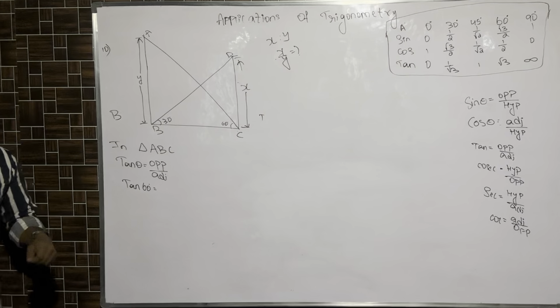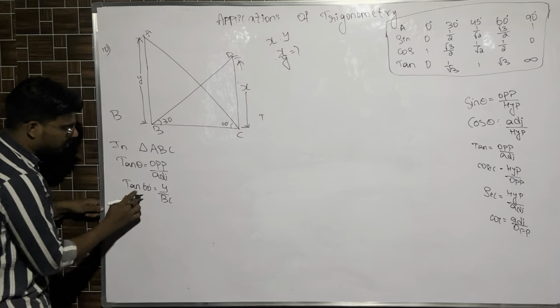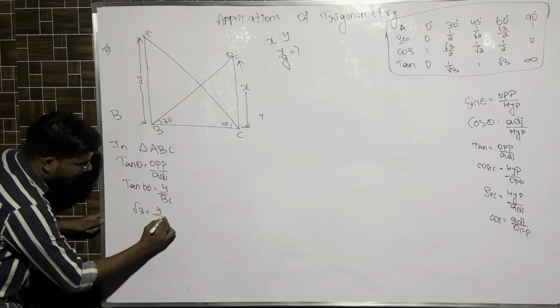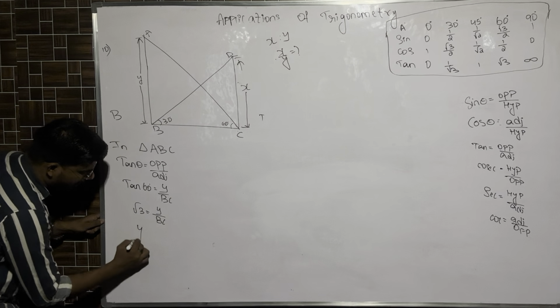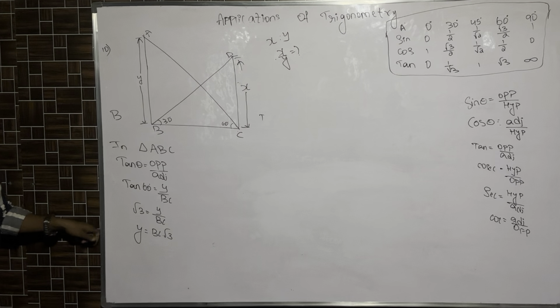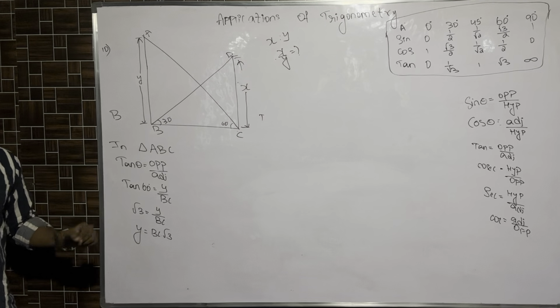Tan 60 is equal to y by BC. What is tan 60? Root 3. Root 3 is equal to y by BC. Therefore, y is equal to BC root 3. Y we got. We have to get x by y. That's why I got y here.